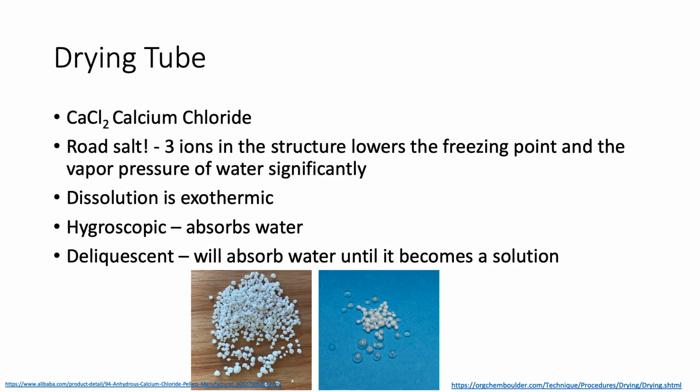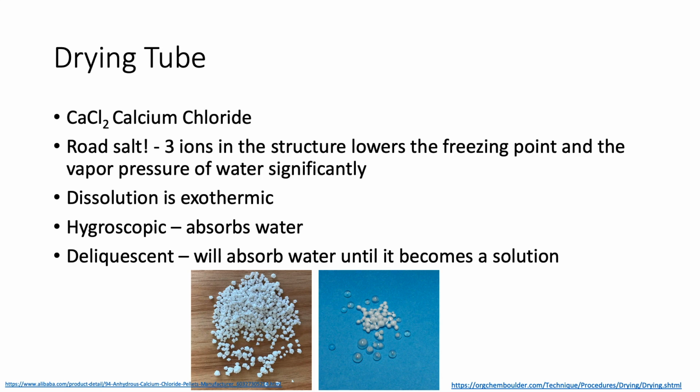So calcium chloride is CaCl2. It is, among other things, used as a road salt. There are 3 ions in the structure, and if you remember your colligative properties, it'll lower the freezing point of water when it has 3 ions in it. It's a very good electrolyte. It'll also lower the vapor pressure of a solution, or increase the boiling point.